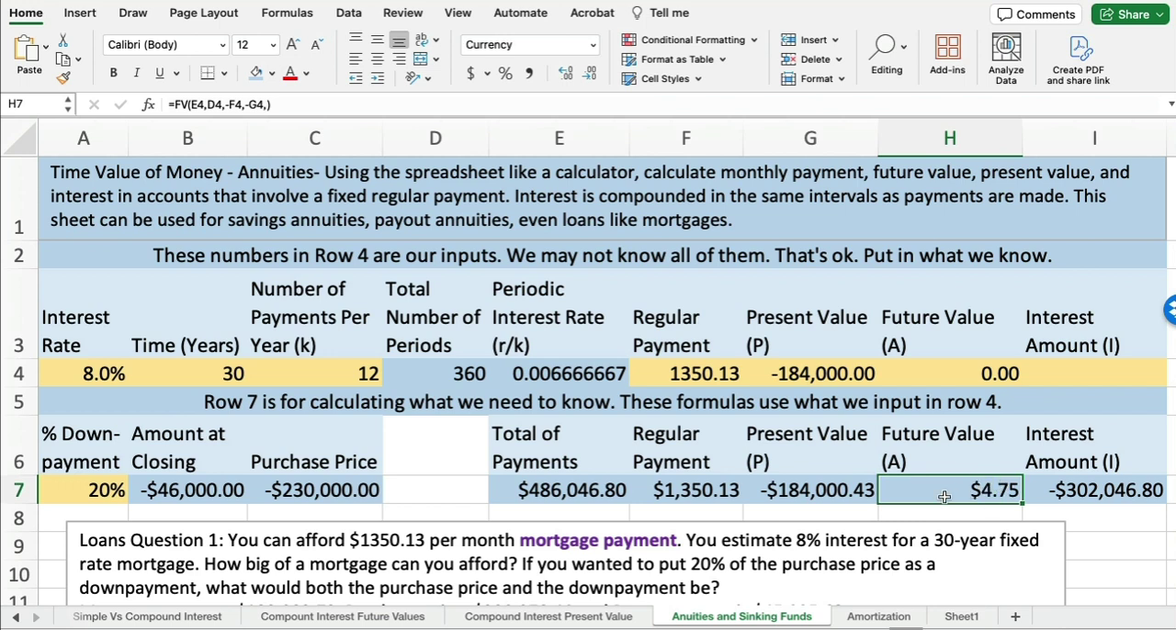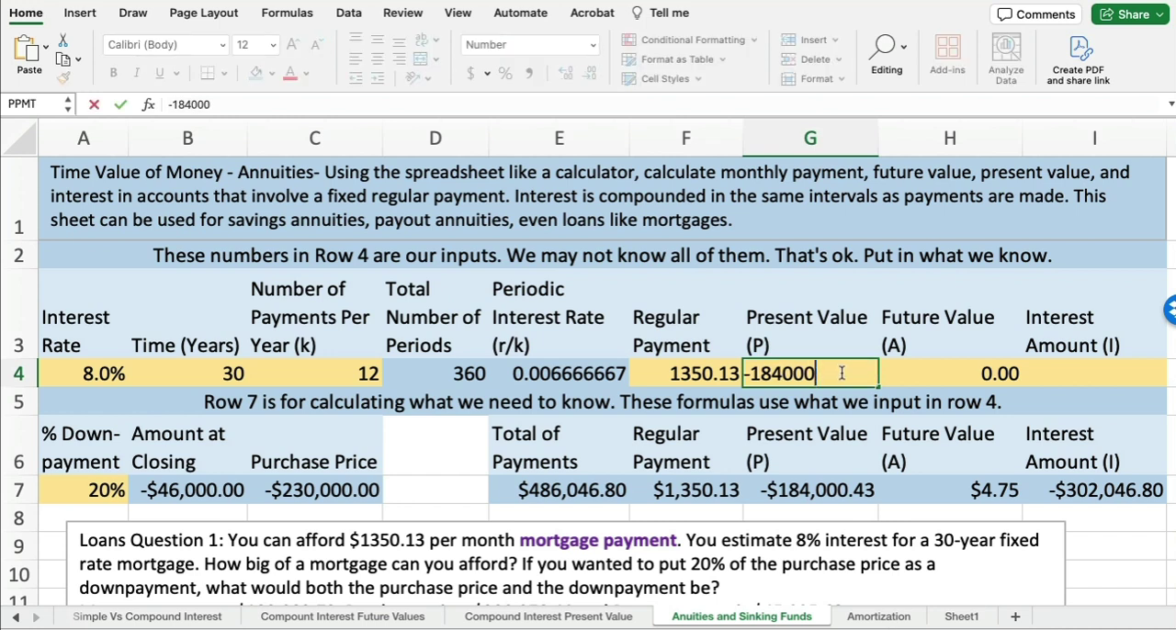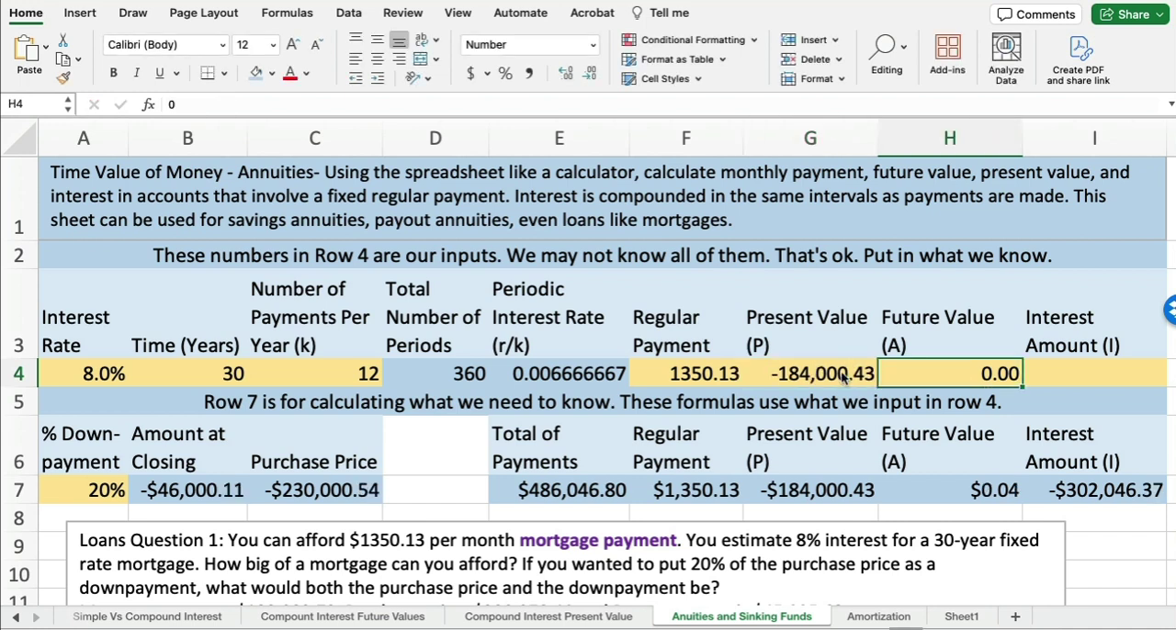So the future value is as close to 0 as it's going to be. If we go ahead and adjust this to minus 184,000.43, I imagine that calculation will be very close to 0. There we are. So you'll notice that the future value calculation is in fact a number that's very, very close to 0. That's what we're looking for. That means that everything was calculated properly. And you'll notice that the purchase price is actually filled in here now, and the amount that's due at closing is also filled in.